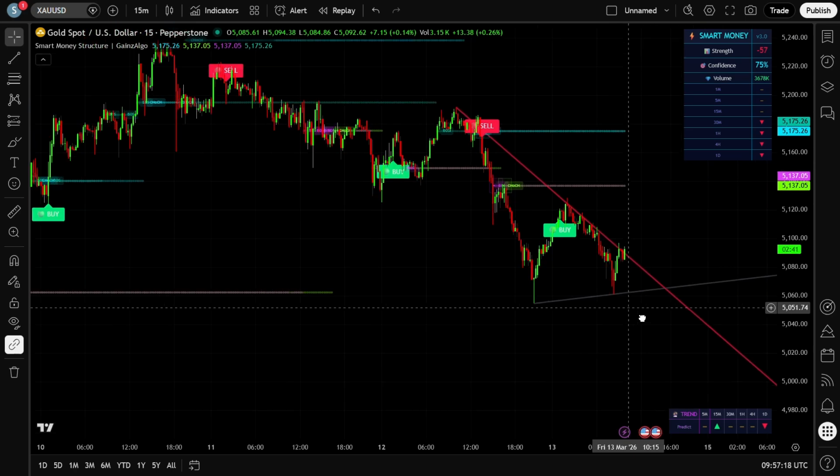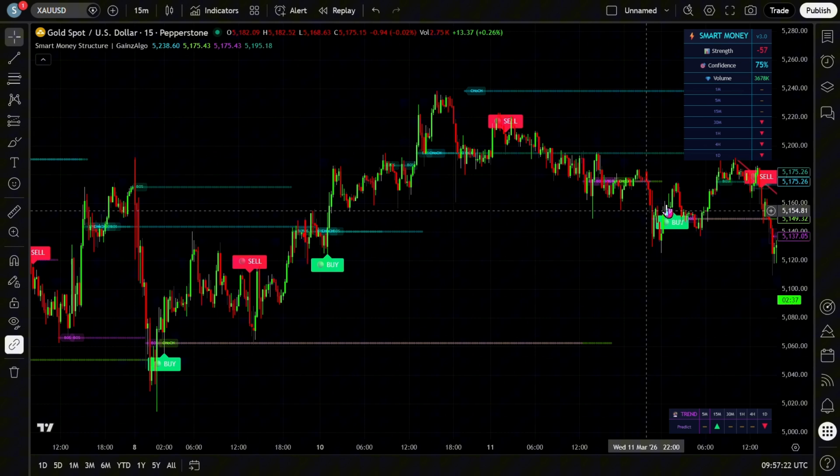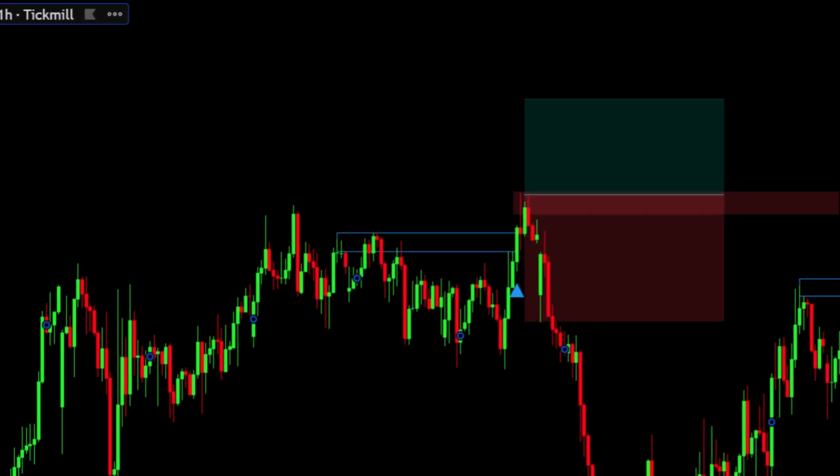The Smart Money Structure Indicator by GainzAlgo doesn't just detect structure. It runs every single signal through a 6-layer institutional filter before it ever shows up on your chart. That means no guessing, no noise, no fake breakouts pulling you into bad trades.